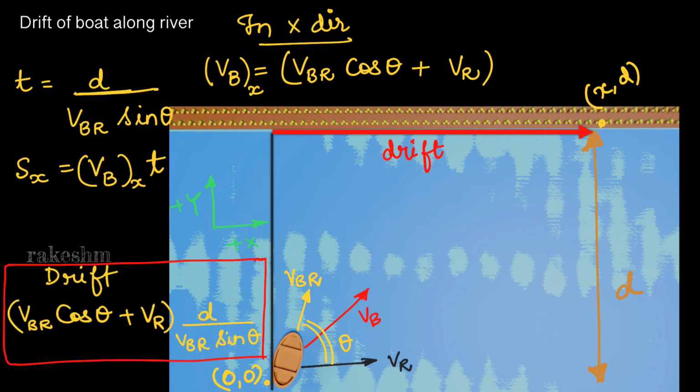We are writing this as the acceleration of the boat in x direction is 0. So Sx is the drift. VBx is VBR cos theta plus VR. We have written that here. And time is d by VBR sin theta, which we have written here. So the drift of this boat is VBR cos theta plus VR into d by VBR sin theta, which means the boat has moved in the x direction by this much.